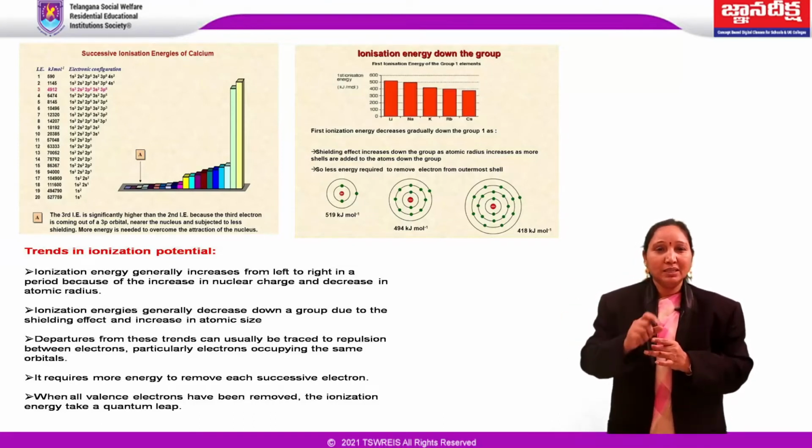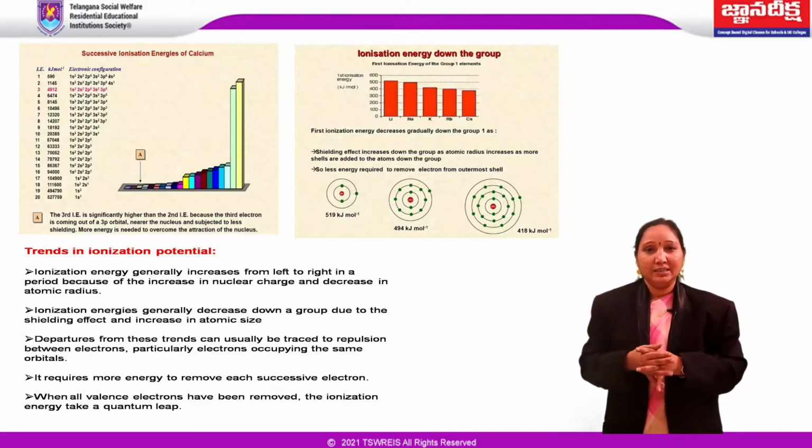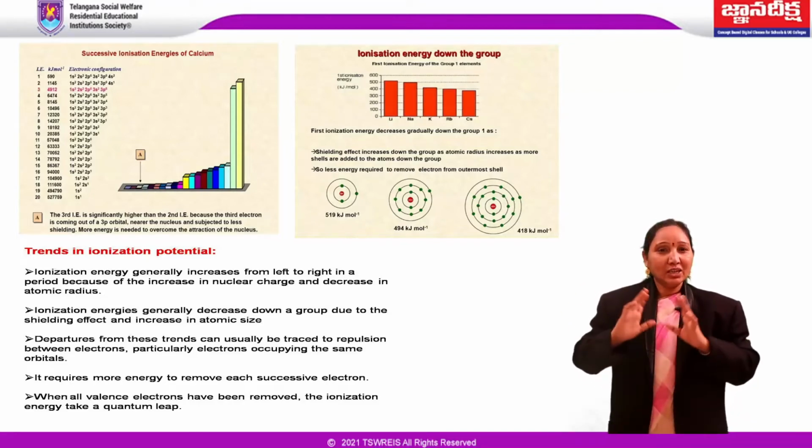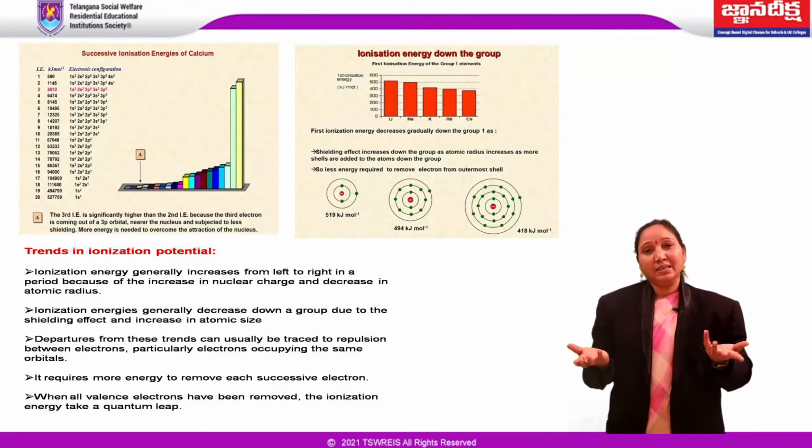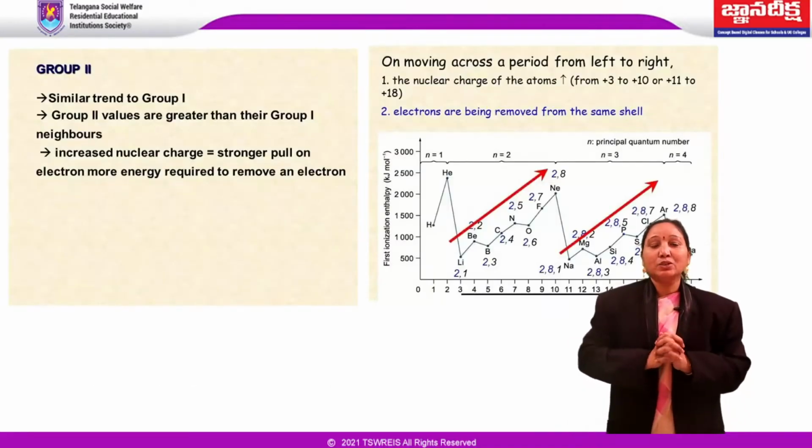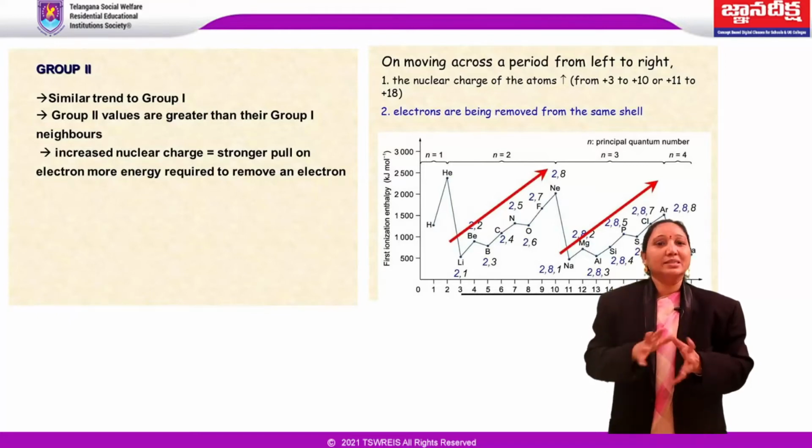In sodium, the third orbit is added. In potassium, the fourth orbit is added. Likewise, down the group, the number of shells added keeps increasing. Therefore, when the shells are added, the size increases and the energy required to remove the electron will be less for the elements with higher atomic number. That means down the group, ionization energy decreases.